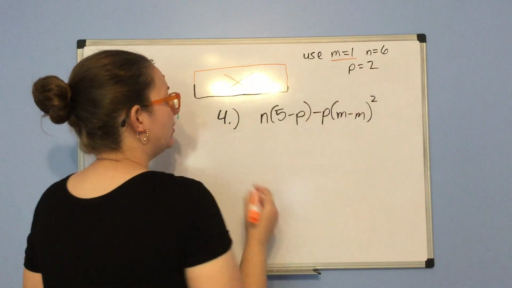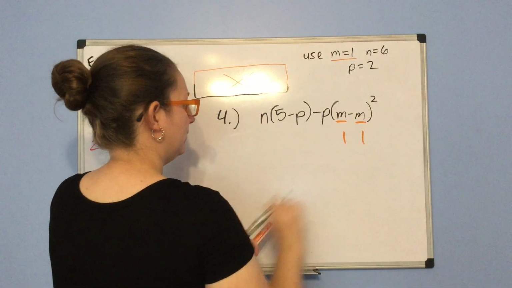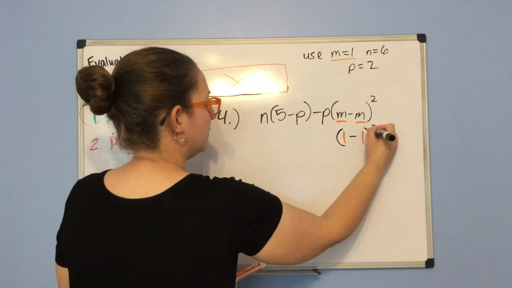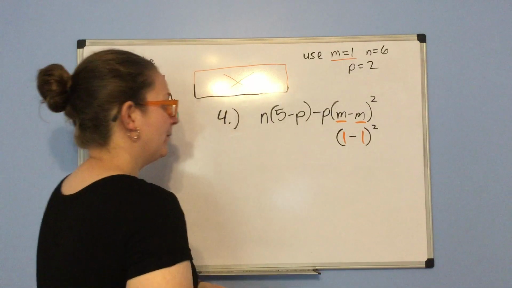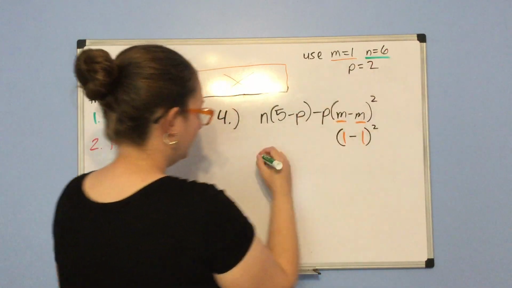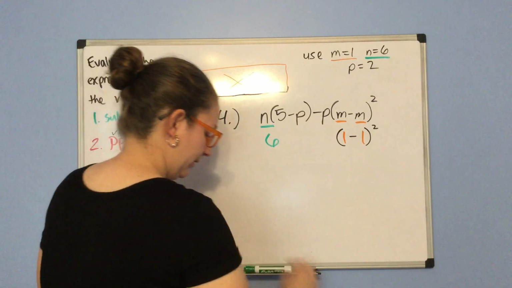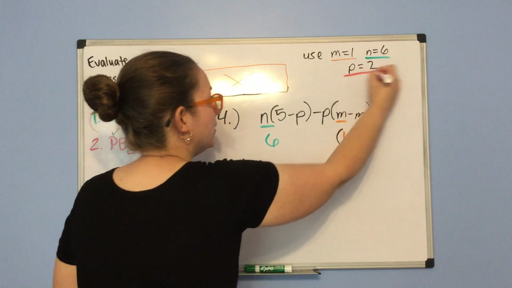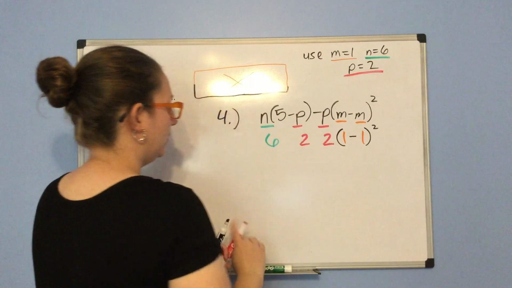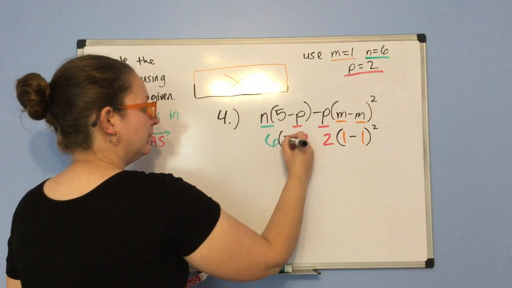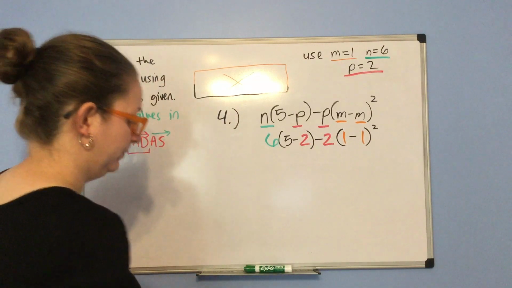All of our m's are going to turn into 1's, so those will be right here. All of our n's are going to turn into 6's. There's only one of them, that's right here. And last but not least, p is 2. So there's a 2 here, a 2 here, and I'll kind of squeeze the rest in. Should look something like that when it's all said and done.